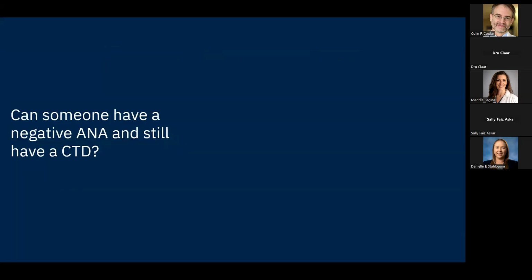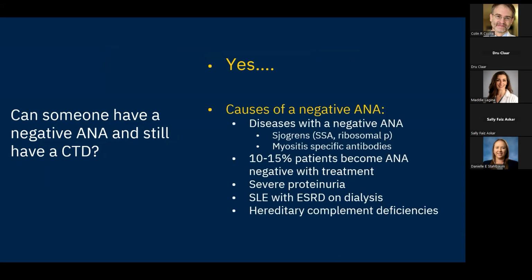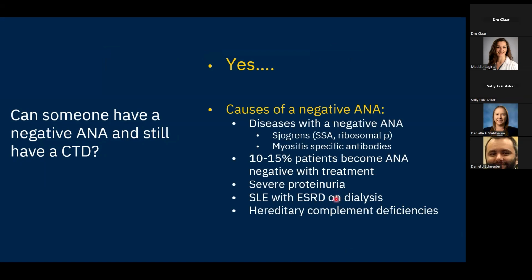I think we also get this question: can someone have a negative ANA and still have a connective tissue disease? And the answer, like anything in rheumatology, is yes. There's lots of reasons we can have a negative ANA. There are some diseases that have a negative ANA.